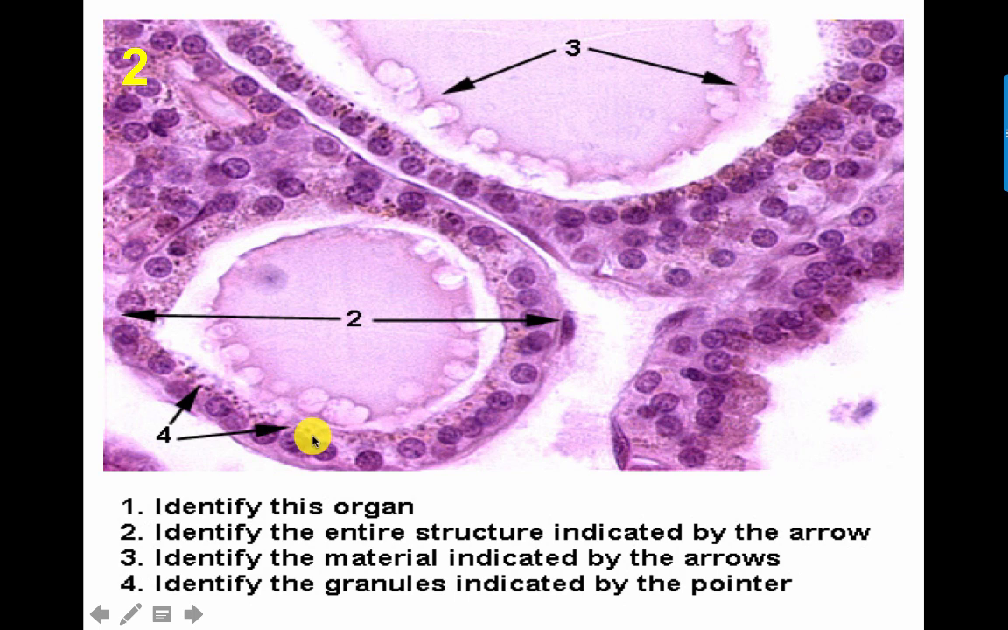Actually, these granules appear very clearly by the electron microscope, as you can see in your textbook. But here, by this high magnification, you can see these accumulated secretory granules. So 4 is the secretory granules here in the follicular cells.